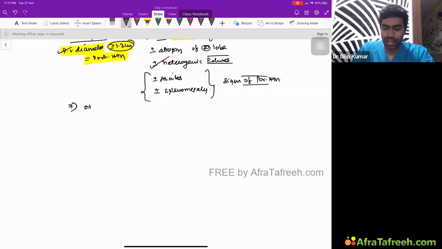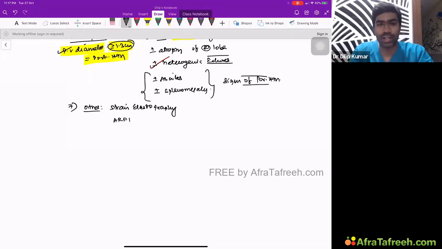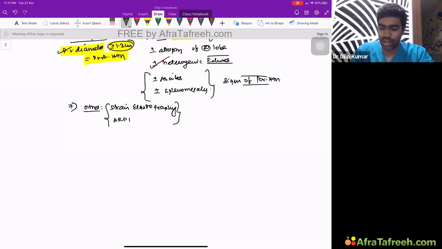So there are some other techniques that can tell whether the liver stiffness is altered or not in chronic liver disease and cirrhosis. One is called strain elastography. Then we have something called ARFI, that is acoustic radiation force impulse imaging. So these are the two modalities that use strain type of imaging.